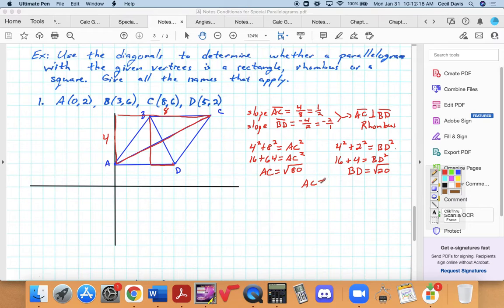So the length of AC is not equal to the length of BD, which means it's not a rectangle. So the only name that fits this one is a rhombus.